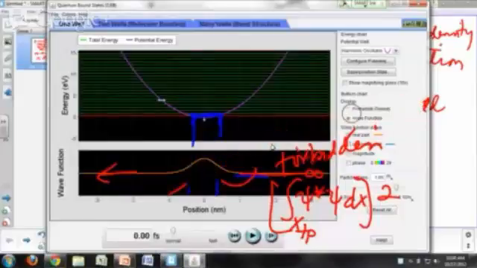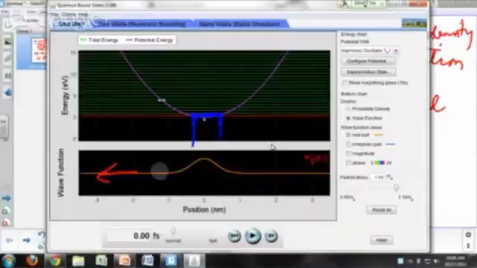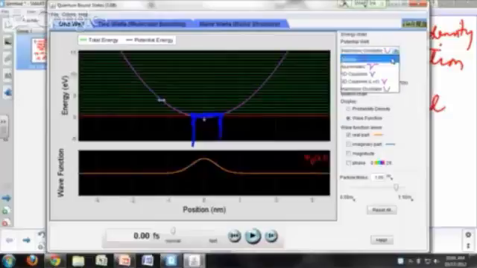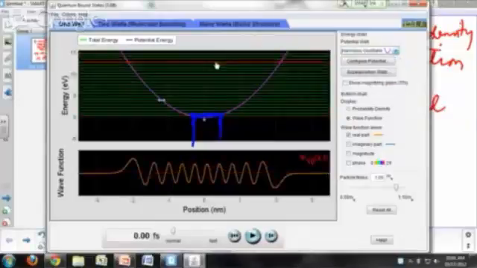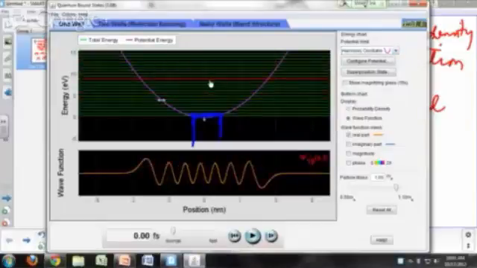So this is a good simulation to look at and play with, if you want to familiarize yourself with the harmonic oscillator. If you go to higher wave functions, you can see you get more and more nodes as you get to higher v levels. This is slide 13.